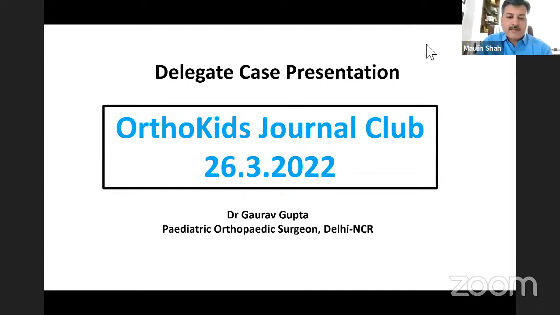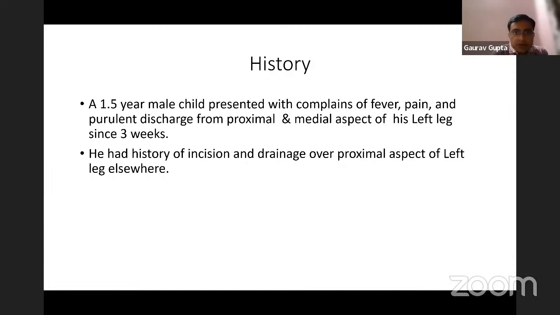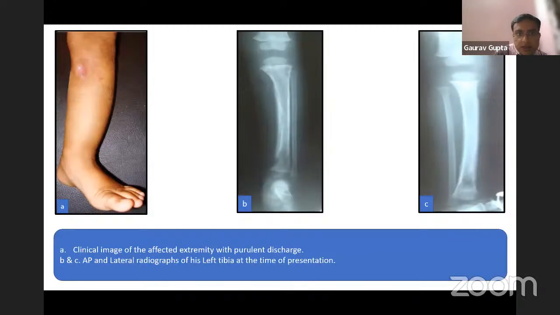So, Gaurav, start your case. I hope I'm audible and my screen is visible. Okay, so let us start with the case. This is a 1.5 year old child who presented with complaints of fever, pain, and purulent discharge from the proximal and medial aspect of his left leg since 3 weeks. As sir showed in his previous case, he also had incision and drainage over the proximal aspect of the left leg elsewhere, but the wound was still not healing and there was continuous purulent discharge. These were his x-rays when he presented to us.